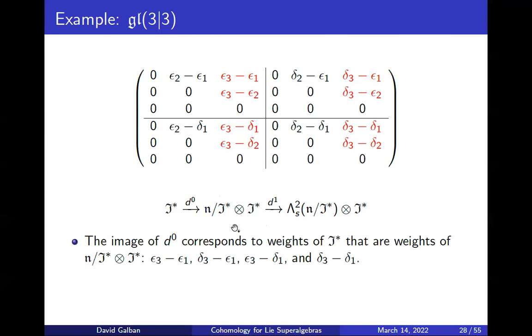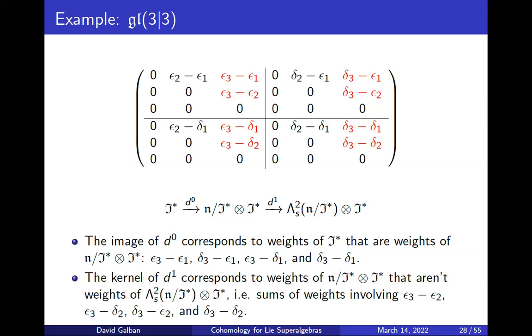Right. So the image of D0 is going to turn out to correspond to weights of I star that are also weights of n mod I star tensor I star. And it's going to turn out that those are just weights that are in the top right corners of each of the 4 quadrants. So epsilon 3 minus epsilon 1, delta 3 minus epsilon 1, epsilon 3 minus delta 1, and then delta 3 minus delta 1. Right. And so that's going to be a total of 4 weights here.